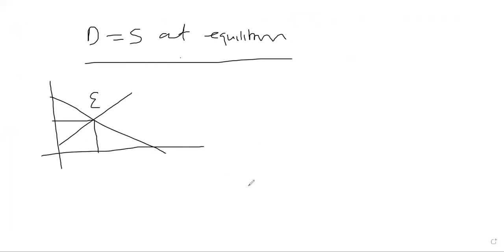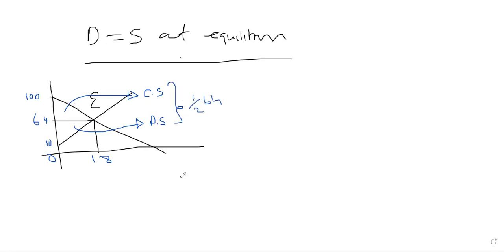So if you have numbers like 100, 64, 10, and maybe 18 here, and 0 there. So this area here of the triangle is called the consumer surplus. And this area here is called the producer surplus. Now these areas are areas of triangles which are given by half base times height. Are we together?